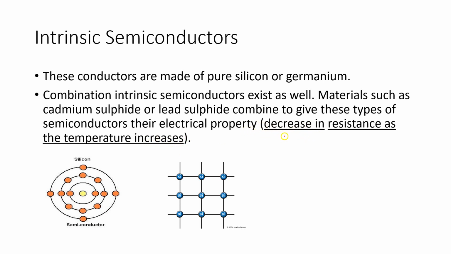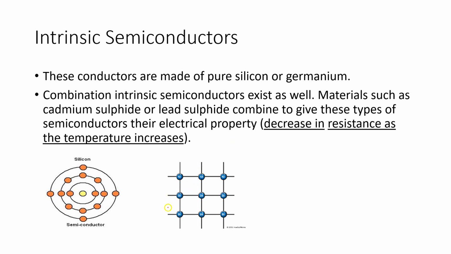So this is kind of like the reason why cadmium sulfide and lead sulfide are classified as, you know, intrinsic semiconductors, because they would pretty much behave as how pure silicon behaves. So pure silicon would work to say that, if I increase the temperature, it's going to reduce the resistance. And if you know anything about resistance, resistance is the opposition to the flow of charge.